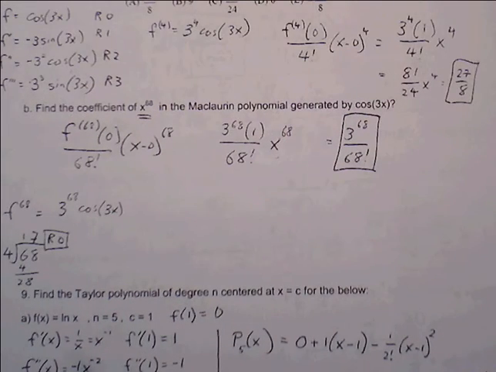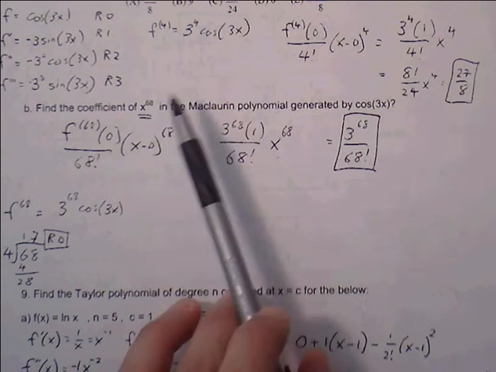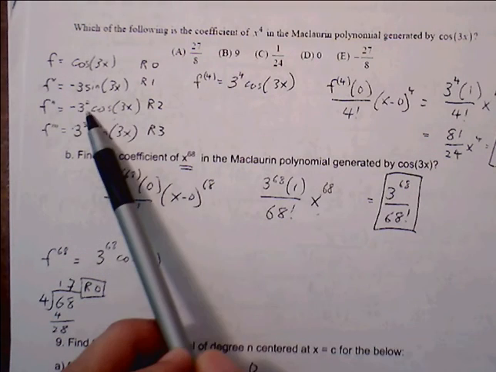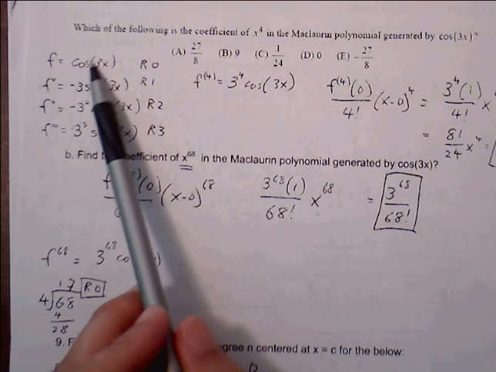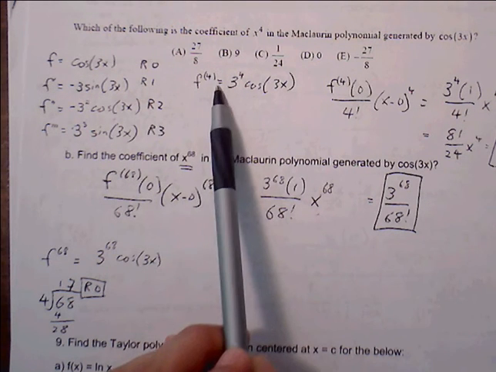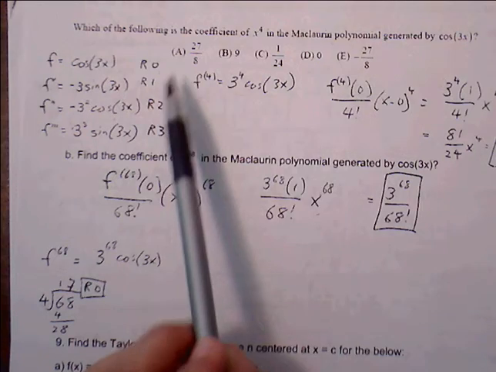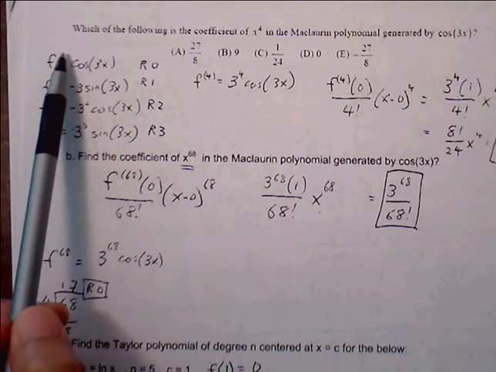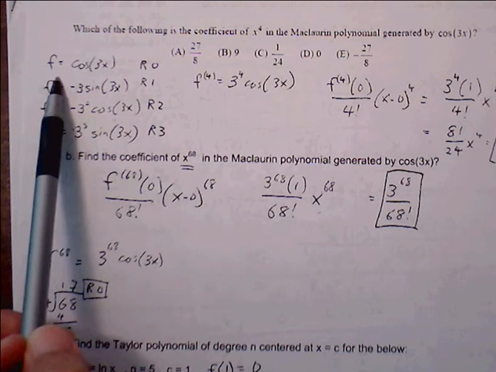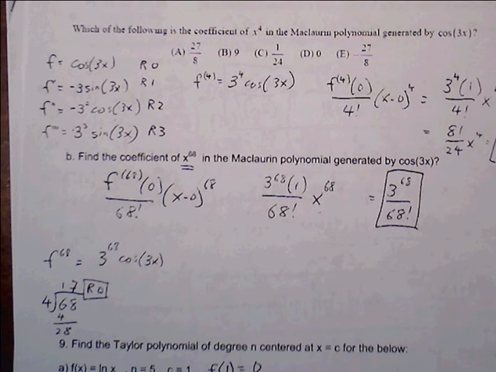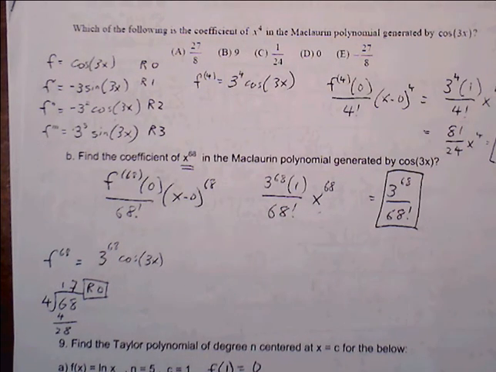Find the coefficient of x to the 68th in the Maclaurin polynomial generated by cosine of 3x. So 68th degree, notice that this goes through a series of variations for derivatives, and it's going to start repeating after it hits the fourth derivative. So basically, if we want to figure out where 68 lands, we can just divide 68 by 4 and then look for the remainder. The remainder will tell us which derivative variation 68 will land on.